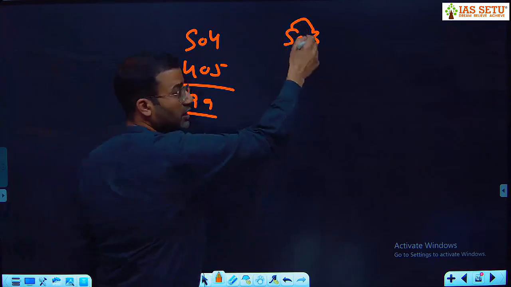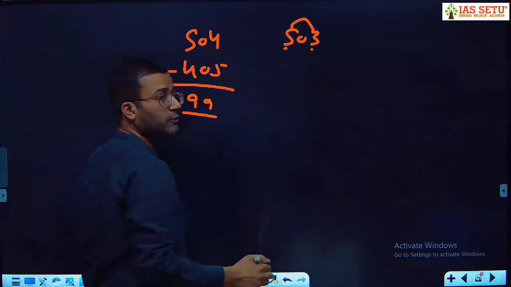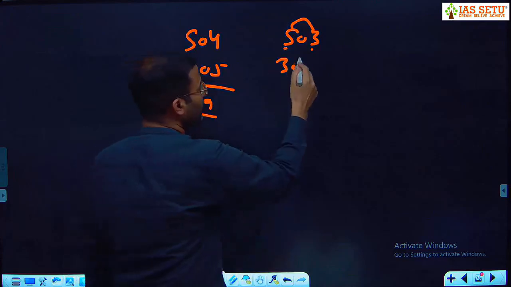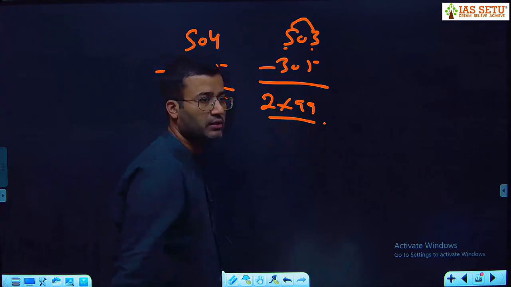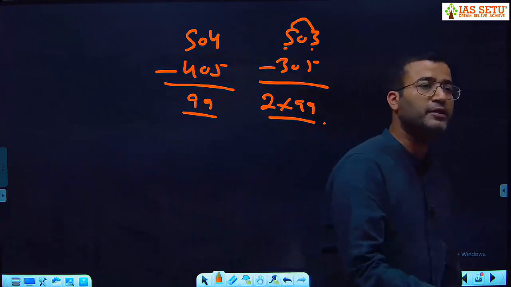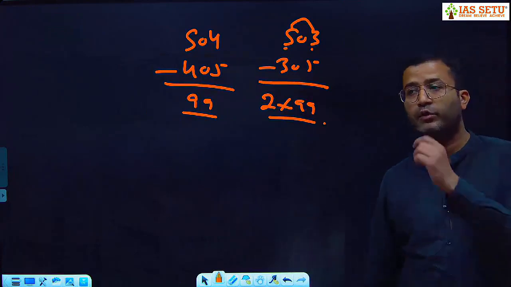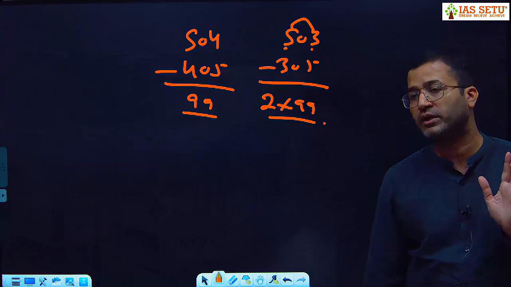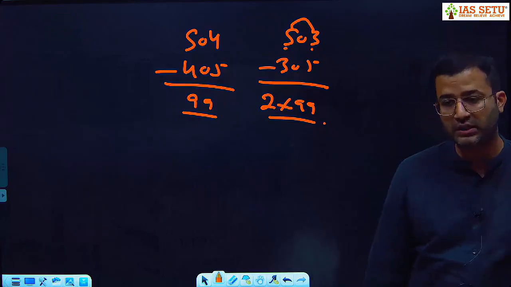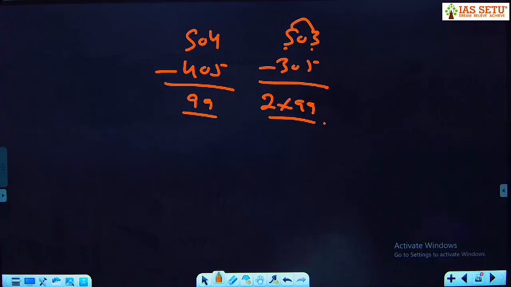Why? Because the 100 place and unit place have a gap of 2. If the 100 place and unit place have a gap of 2, when we reverse it and subtract, it will be 2 multiple of 99. So your 100 place and unit place immediately tell you your difference will be 1 multiple of 99, 2 multiple of 99, 3 multiple of 99, 4 multiple of 99. Is this clear? Okay. You can try PYQ on this topic.